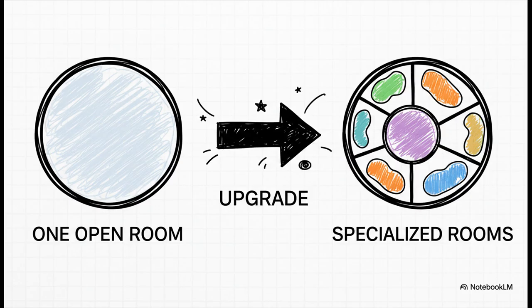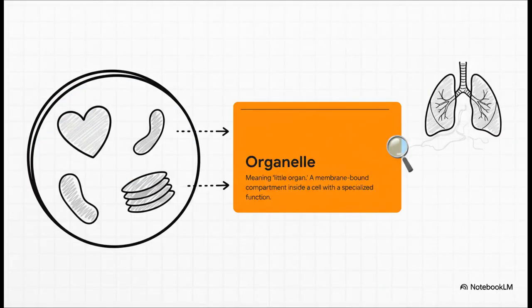Instead of that one open room, the eukaryotic cell built a bunch of specialized little rooms to get different jobs done. We call these little compartments organelles, which literally means little organs. And that's the perfect way to think about it. Just like your body has a heart to pump blood and lungs to breathe, a eukaryotic cell has organelles that each have their own specific, vital job to do.